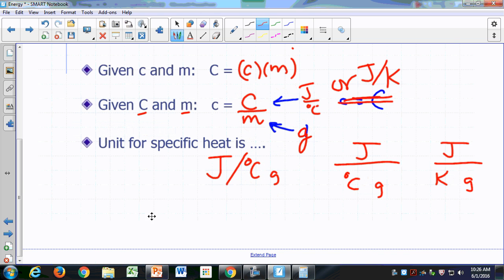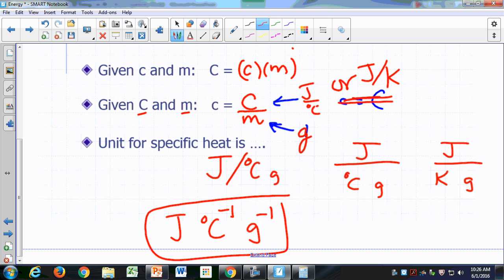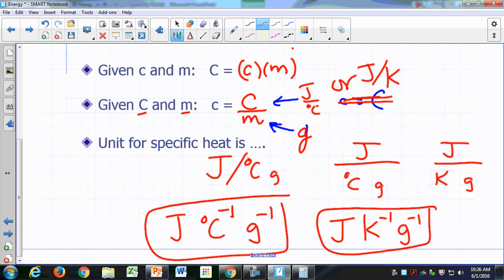Or if you want to write everything in one line, you say joule per degree Celsius, you raise to the -1 power, per gram. That's another way of writing it. Or you can write it as joule per Kelvin per gram. So those are the different ways you can write the units for specific heat.